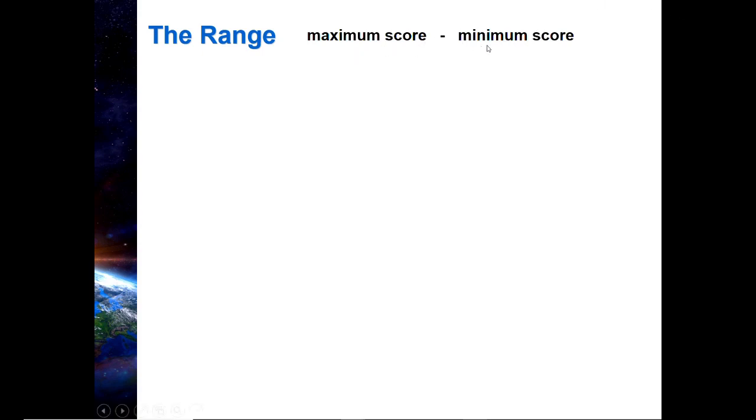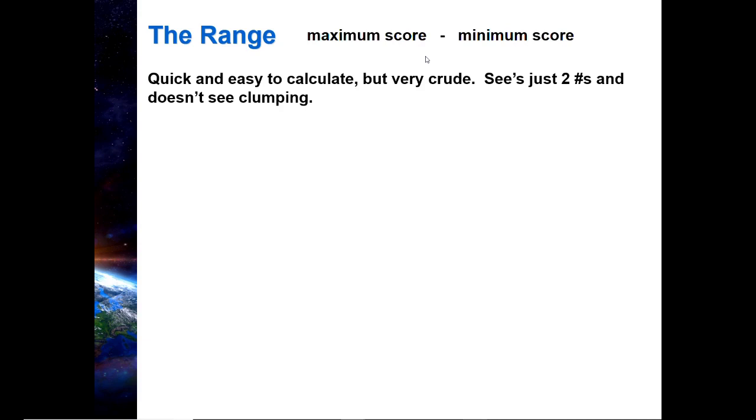Again, that's really easy to do unless you have like 20,000 numbers, and then you better hope you have a statistics program like SPSS to identify the highest and lowest score for you. But once you have these, it's just a quick subtraction. So it's super, super easy. But it's also very, very crude.